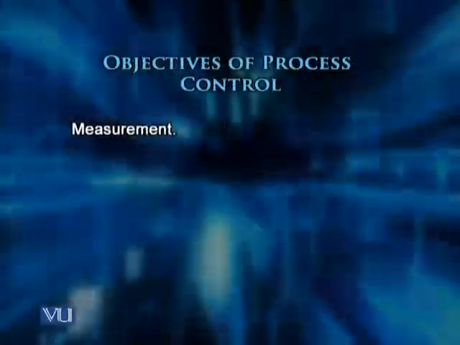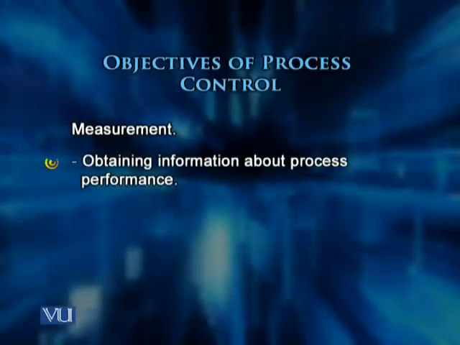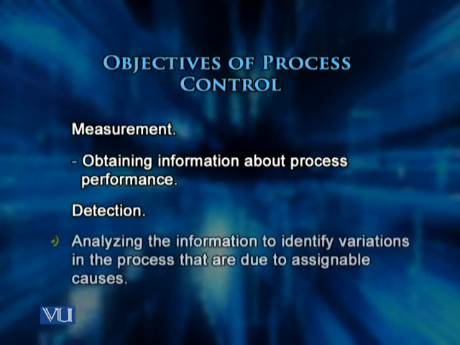अब कंट्रोलिंग a process has three things. Number one, there is a measurement aspect that you need to obtain information about process performance. This means that how did the process execute? How well did the process execute? The second step in this is detection, which means the analysis of the information to identify variations in the process that are due to assignable causes.